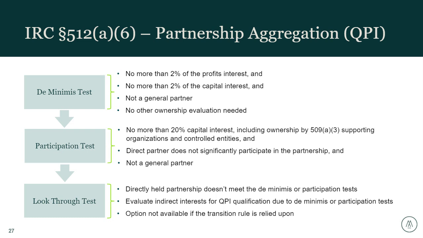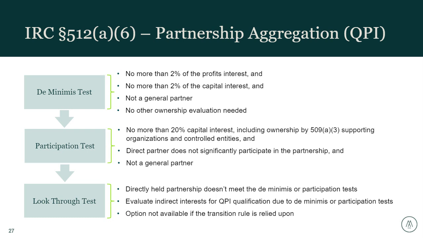So no more than 20% of the capital's interest, including ownership owned by 509(a)(3) supporting organizations and controlled entities. So here you need to take into account some of your possible related entities' ownership as well, if they're also invested in that same fund. Direct partners does not significantly participate in the partnership. So again, you're a passive investor, not an active investor. And again, you're not a general partner.